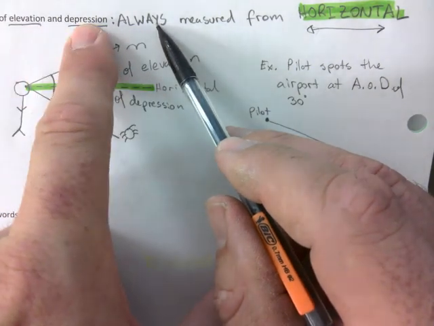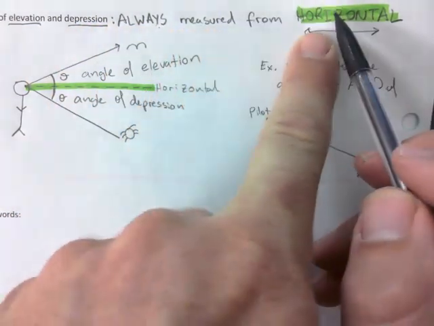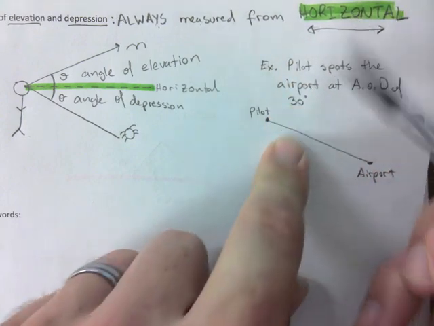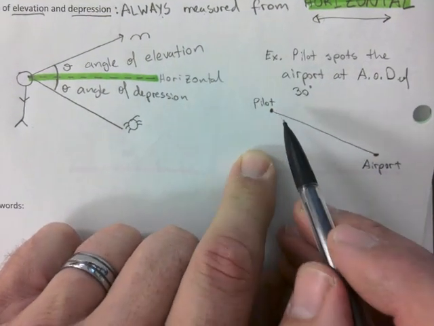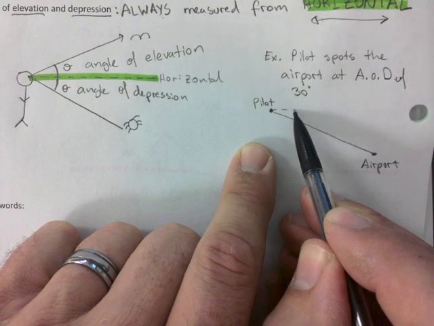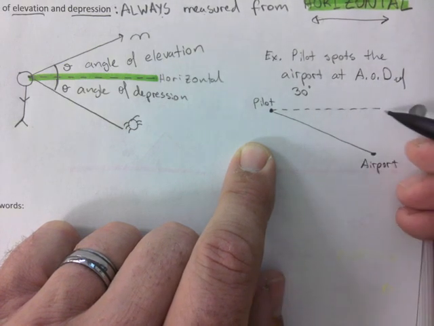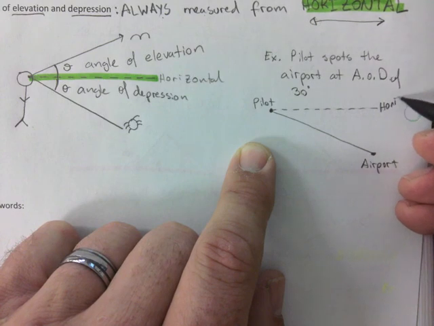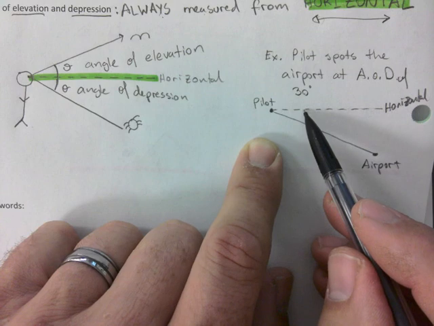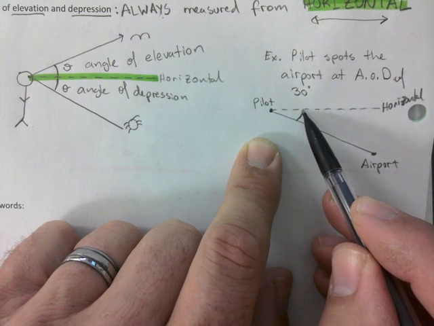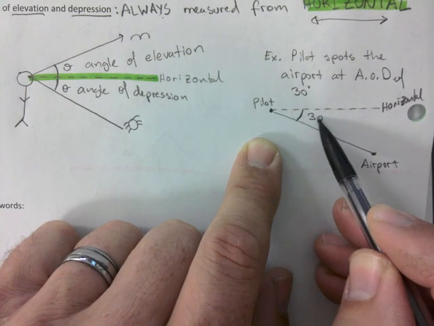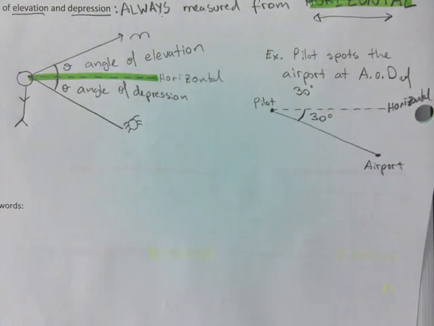Angles of elevation and depression are always measured from the horizontal. So go back to the pilot and imagine there's a horizontal line, like the plane is still flying this way. This is the horizontal. And so the 30 degrees would go in here. That's where the 30 degrees comes in.